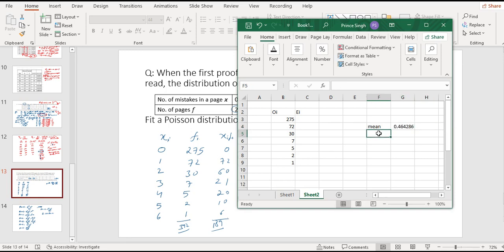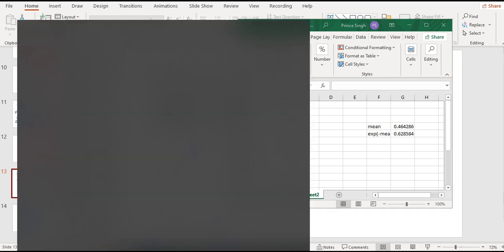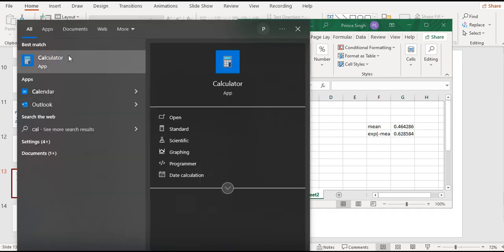And the next step is we need to calculate the value of the exponential of e power minus mu, that is, minus mean. Its value is the exponential of minus of this number. Its value comes out to be 0.62854. You can use the calculator also; with a calculator you can calculate this value.